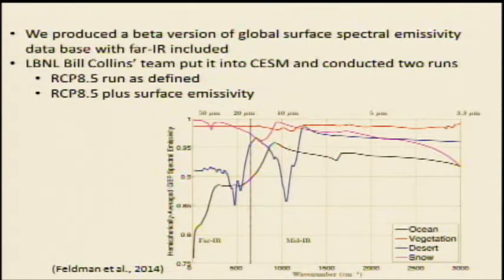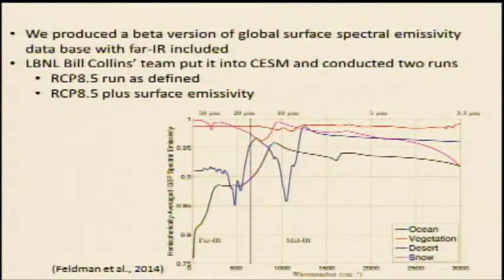Here we just show you 4 different types: the ocean, desert, snow, and the vegetation. For vegetation, it's just too complicated for us to model with high confidence. So that's the reason we just take whatever the ASTER database can provide us and then just assume it's constant in the far IR. And so basically, Bill Collins' group, Dan Feldman, they incorporated what we provided here into the CESM. Also, they needed to change the RRTMG a little bit in order to consider the spectral emissivity. So here the study has no effect of longwave cloud scattering. It's just the surface emissivity.